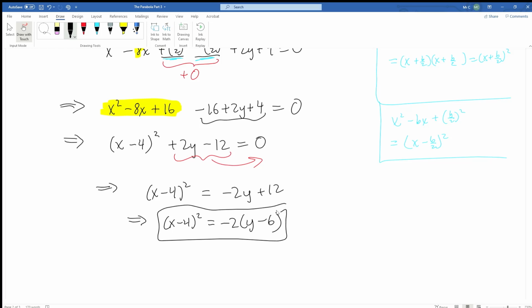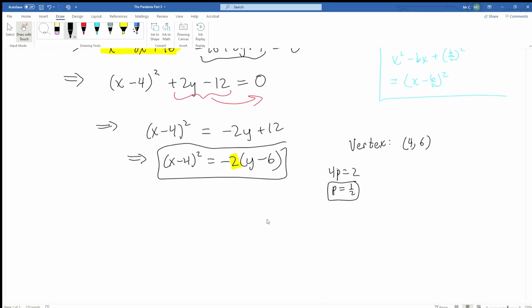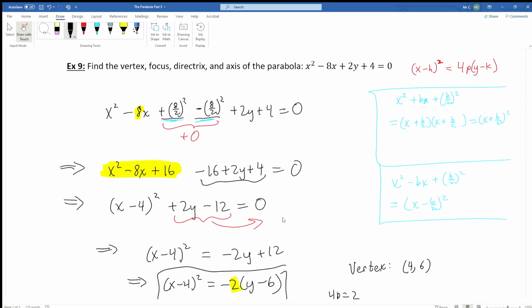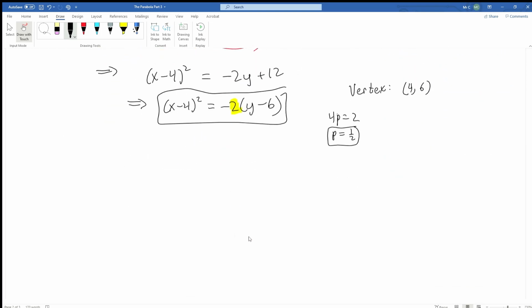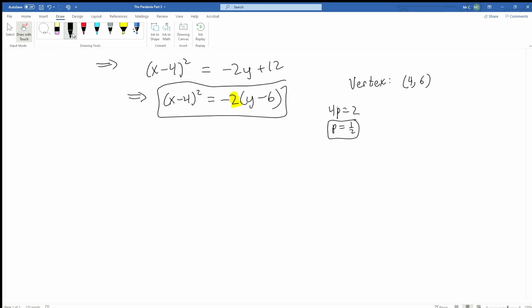So we've moved from the general equation to the standard form, and our vertex is immediately clear. We've got x minus 4 and y minus 6, so our vertex is 4, 6. Now 4p should be equal to 2, which tells us that p is 1/2. And in order to avoid making any mistakes, we'll go ahead and graph what we have so far.